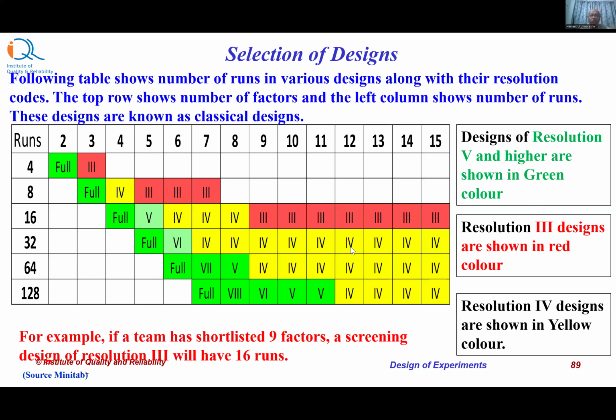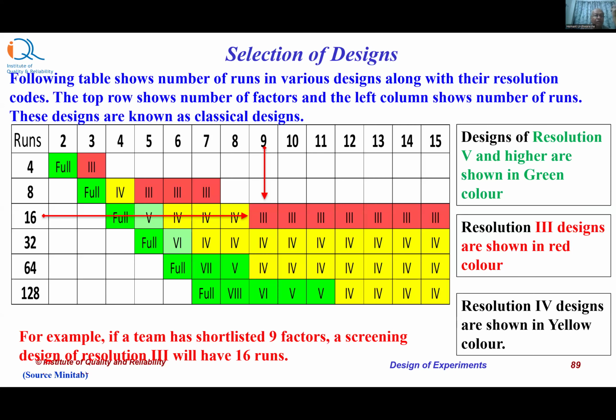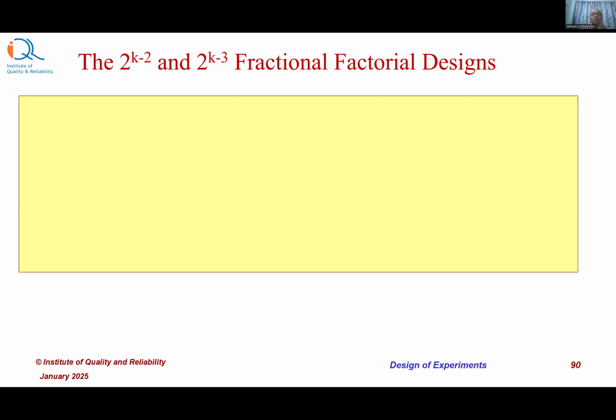Okay. I will proceed further. Now I have talked about the resolution codes. So these nine factors will require this, and then something like this. So you can select the design appropriately by number of factors and resolution codes. So you can have 2 to the power k minus 2 and k minus 3 designs.